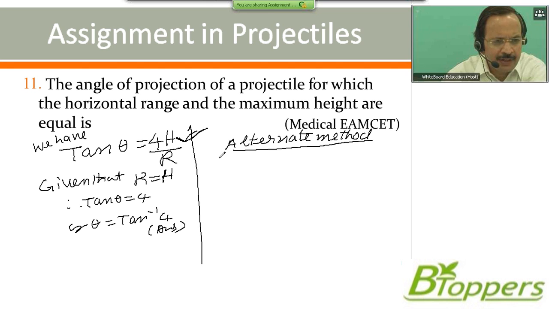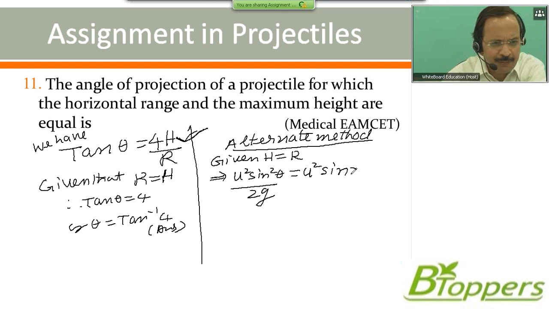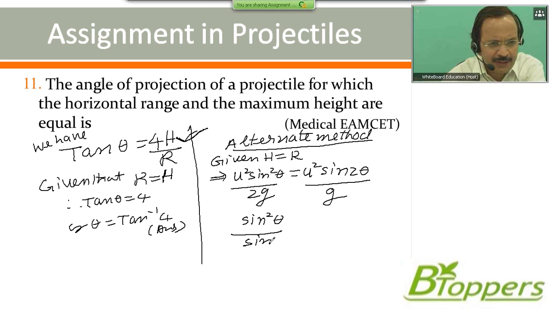So the maximum height and horizontal range are given to be equal. The maximum height in terms of initial speed of projection is given by u square sine square theta by 2g. The horizontal range of the projectile in terms of initial speed u and angle of projection is given by u square sine 2 theta by g. So you get sine square theta by sine 2 theta equal to u square by g into 2g by u square.